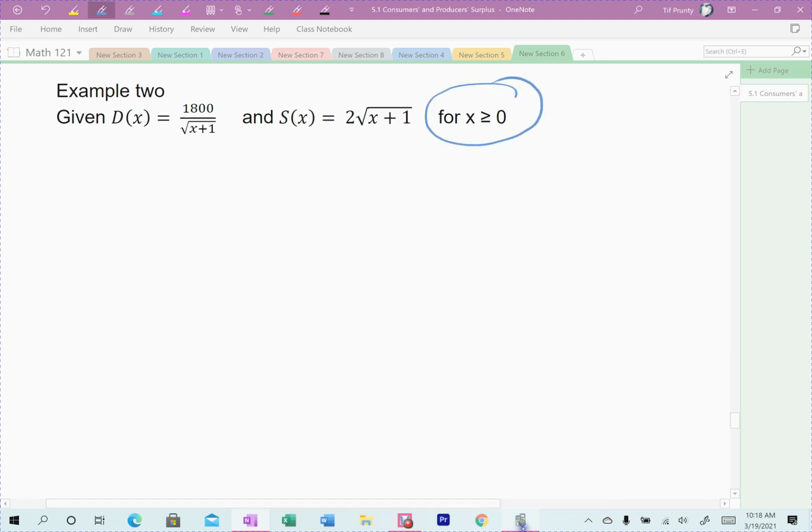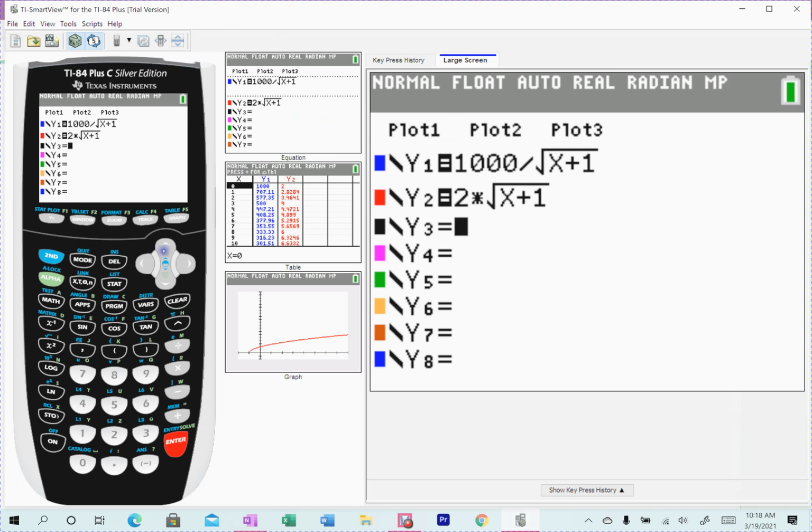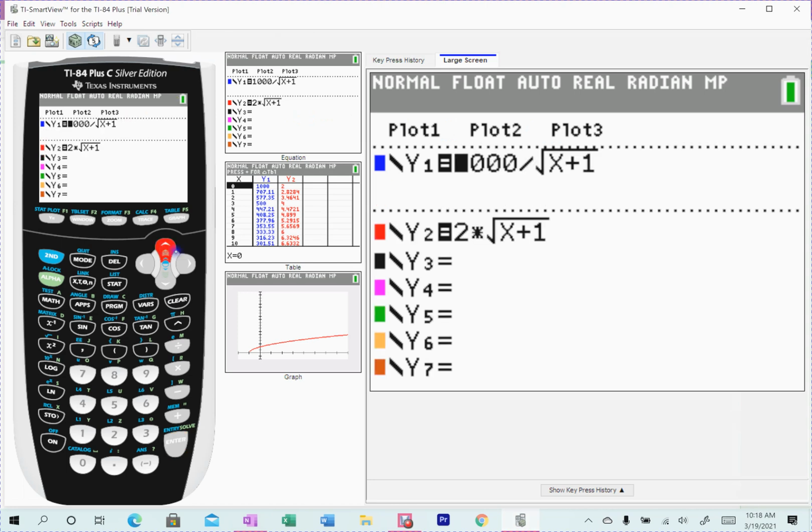So I'm going to go to my calculator and plug them in, which I did, but I did plug in my first function wrong, I see. Alright, so I've got 1800 divided by the square root of x plus 1, 2 times the square root of x plus 1, and then I'm going to have to adjust my window. What's going to help me with my window is when I plug 0 into the first function, I'm going to get 1800 divided by the square root of 1, which is 1800 divided by 1. So I know I have to go at least up to 1800.